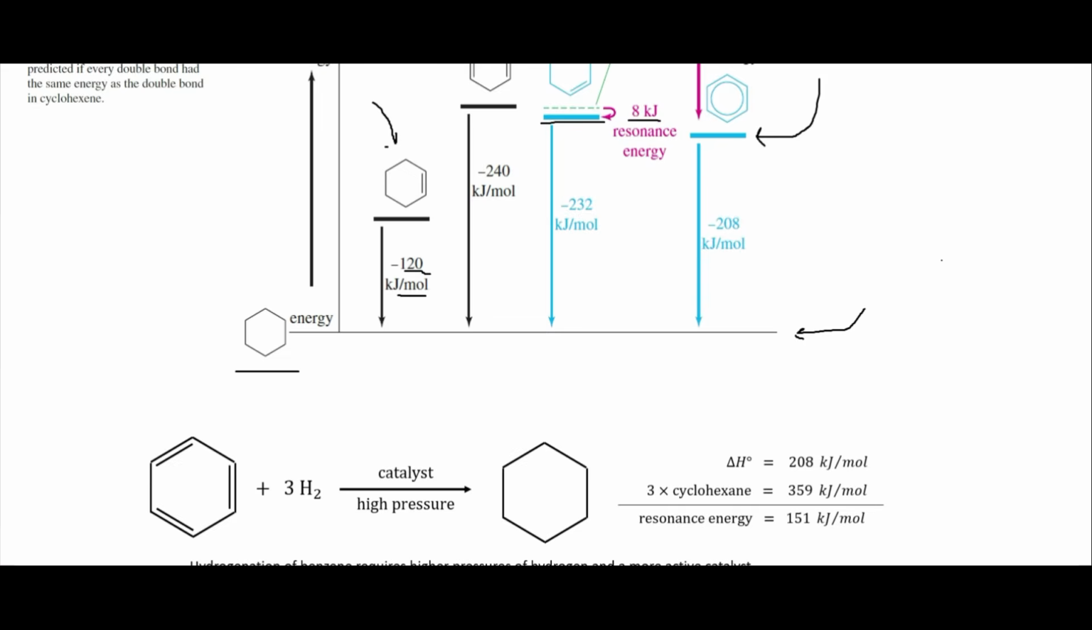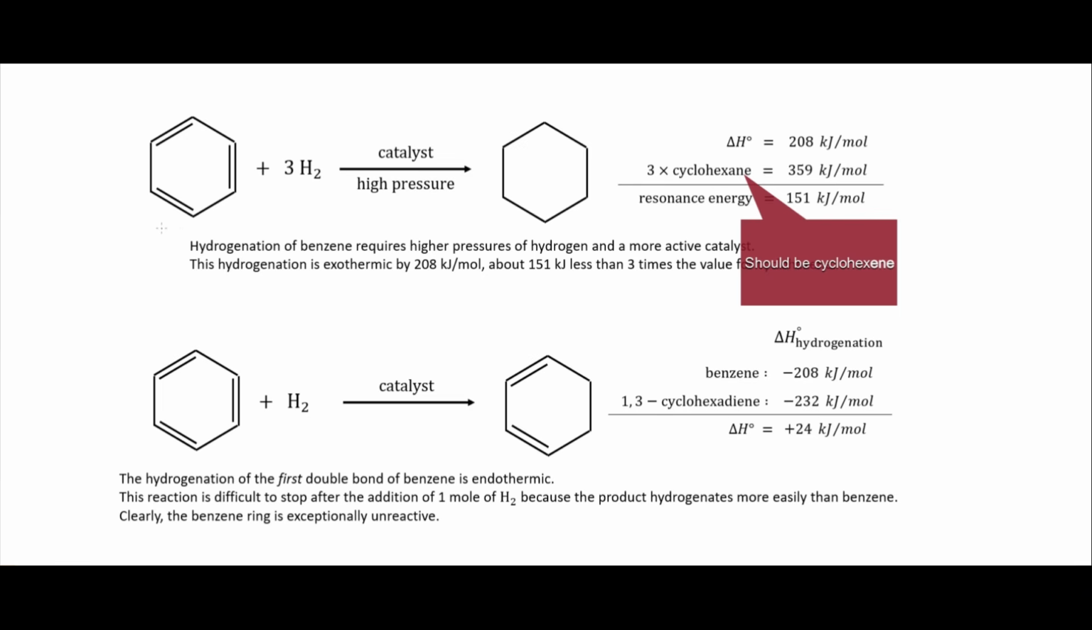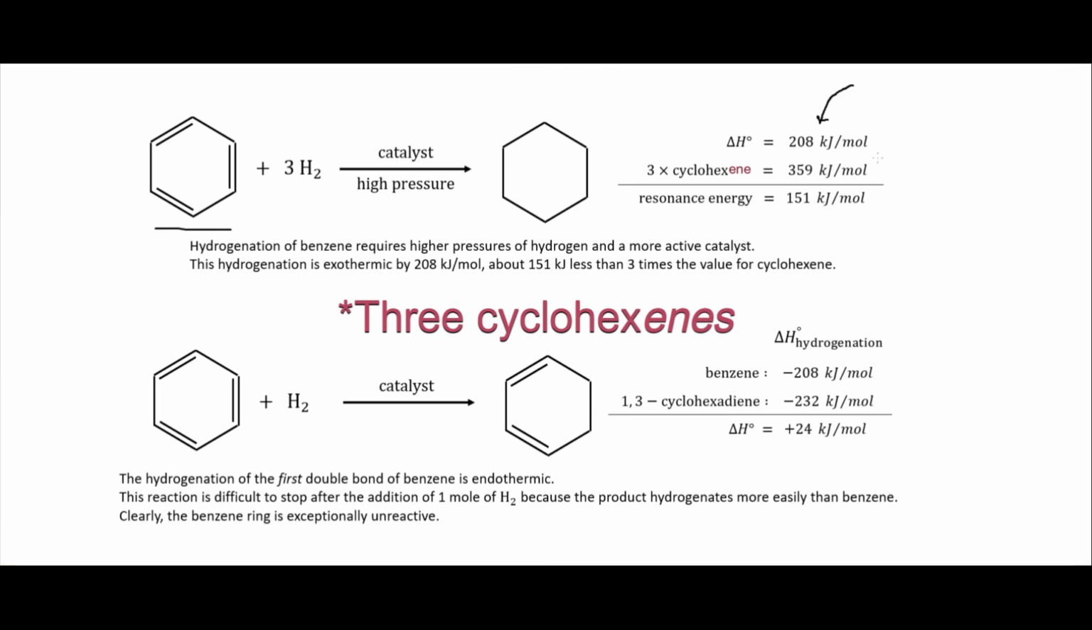We can think about this somewhat more mathematically looking at it down here. What this shows is that if we completely hydrogenate our benzene here, then that will give off 208 kilojoules per mole. So that is an exothermic reaction. But if we do this to 3 non-conjugated double bonds in a cyclohexane, that's 359 kilojoules per mole. And so that is a difference of 151 kilojoules per mole. And so that is where that resonance energy comes from.